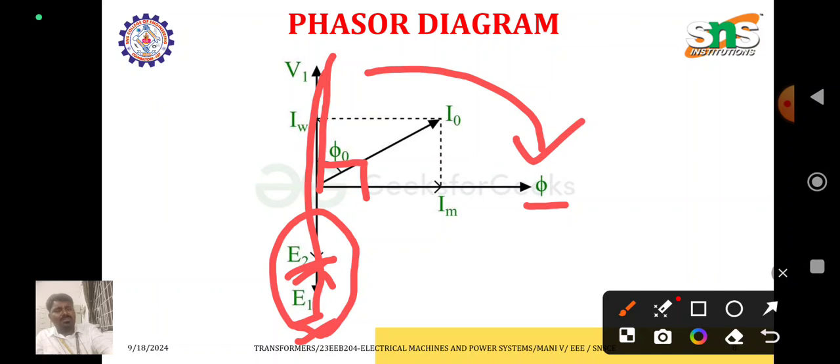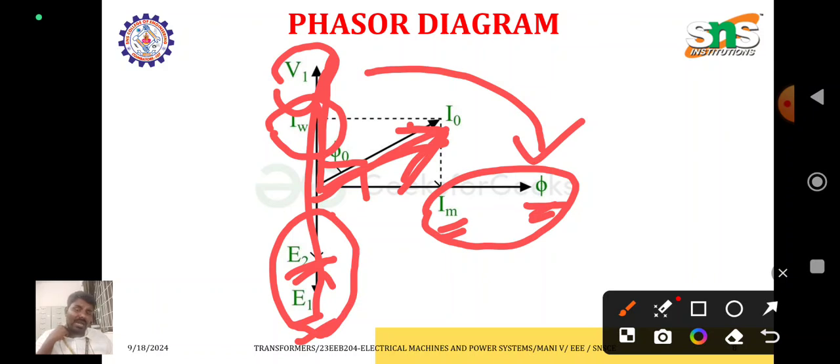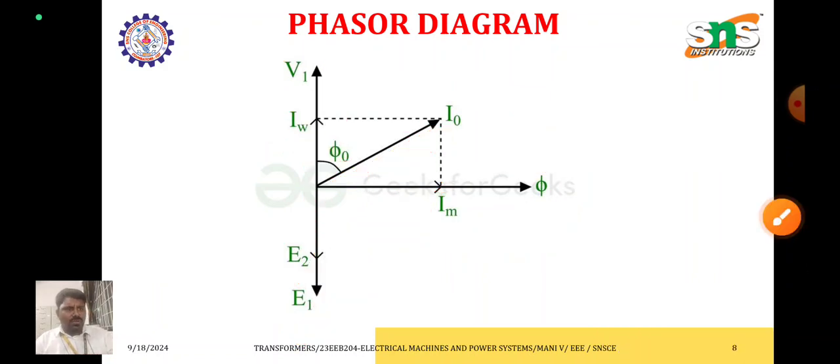During the no load operation, the current drawn by the primary winding is the no load current, I naught. Here this is IM, the magnetizing current, which is used to produce the flux, so IM and the flux are in phase. The working component and the supply voltage are in phase, and this is the resultant current of the primary winding under no load conditions. So this is the phasor diagram.